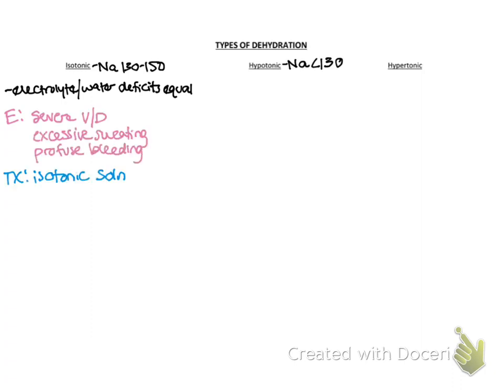What just replaces fluid? What kind of solution? An isotonic solution, right? I have an isotonic dehydration based on the sodium of 130 to 150. So I'm replacing it with an isotonic solution. And my isotonic solutions are normal saline, LR. You guys are going to get gold stars. All right. So what are some things that cause it? Severe vomiting, diarrhea, profuse bleeding, we treat it with an isotonic.